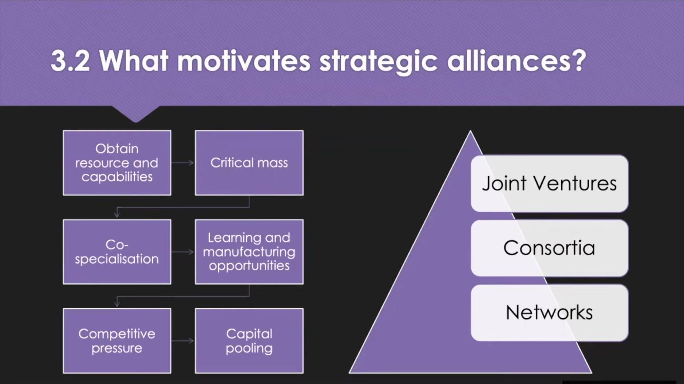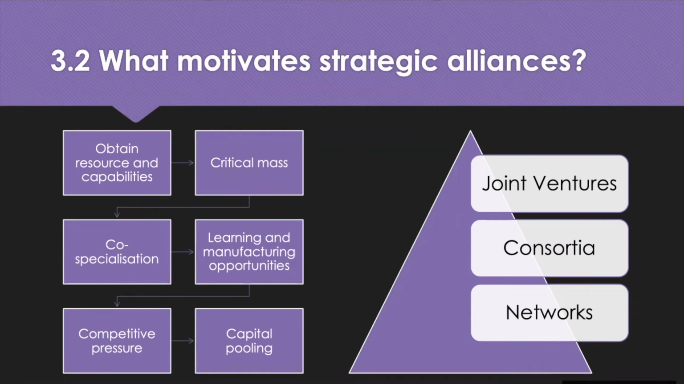Competitive pressure, where two organisations in the same industry see their market share threatened by another competitor, and therefore potential dominance. So they may be driven by this to collaborate to protect their own positions and more effectively compete against the company with the largest market share. Or capital pooling, where they have high capital requirements. They might come together to pool their funds in order to be able to afford specific projects.